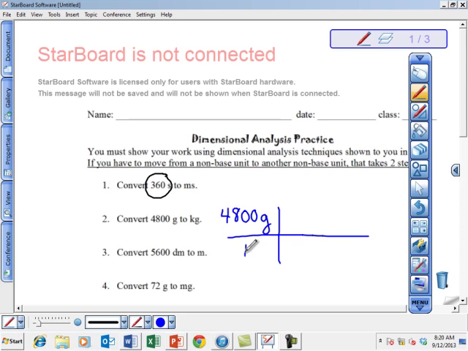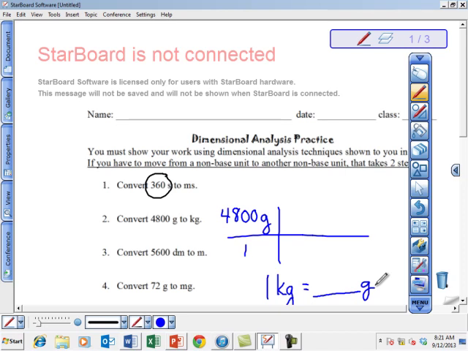Which one is larger, kilograms or grams? Kilograms is larger. So the larger unit is always going to get the number 1. 1 kilogram. And what are you trying to go from? Well, you're trying to go from grams to kilograms, right? So there should be many grams in a kilogram. Go ahead and look at your paper. What is the power of 10 for a kilo?